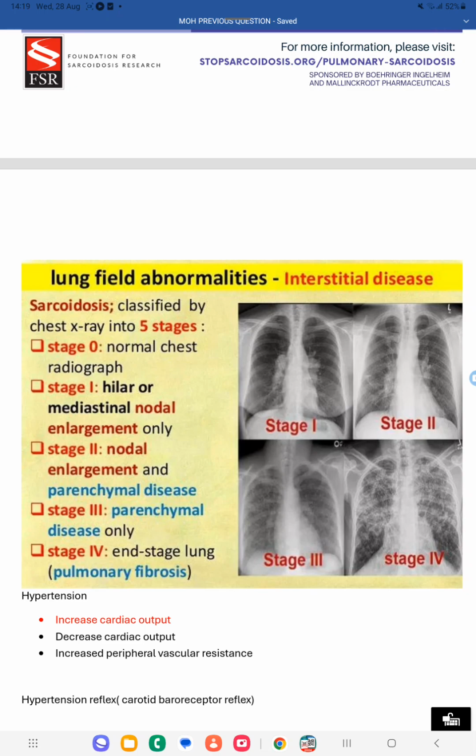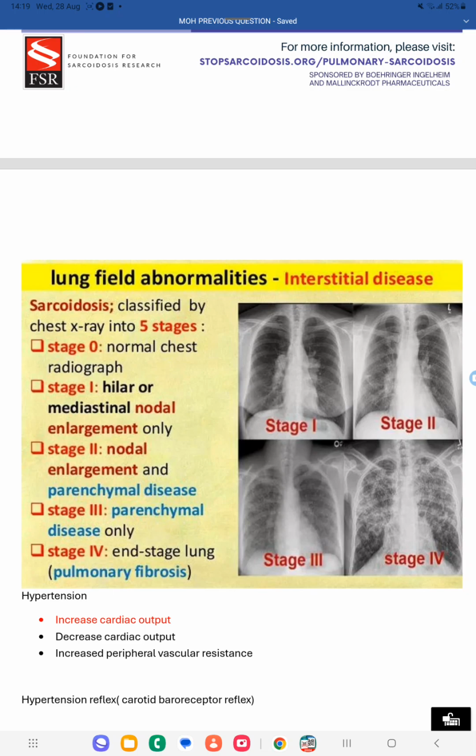So hilar means it is a part of the lungs. Hilar means the part where the blood vessels and nerves are attached to an organ. The area where the nerves and blood vessels attach to the organ is called hilar or hilum. That portion will start enlarging. So that is the first sign you will get in the X-ray in sarcoidosis: hilar enlargement or mediastinal enlargement.